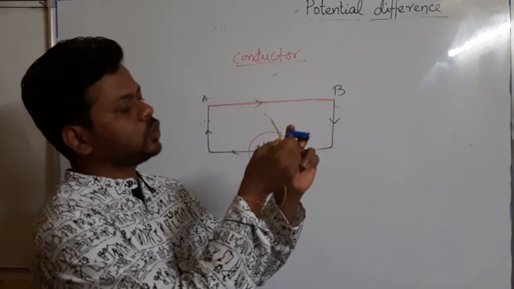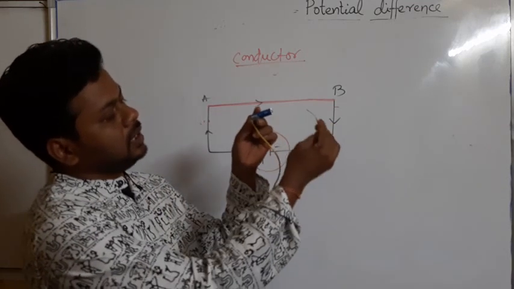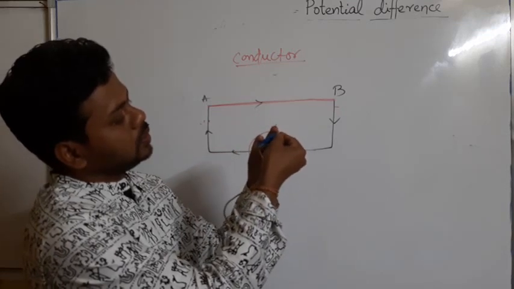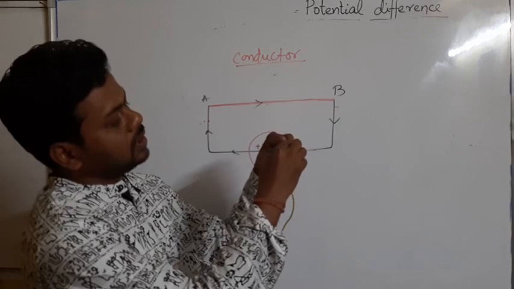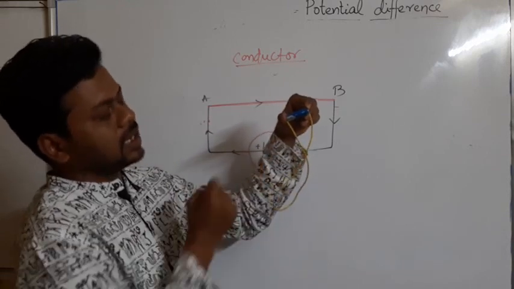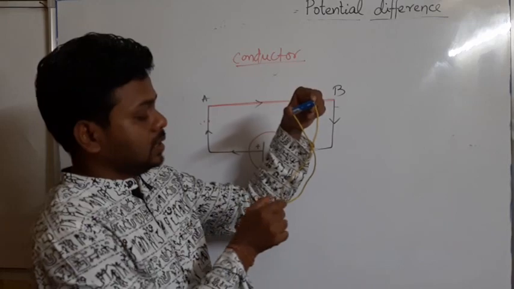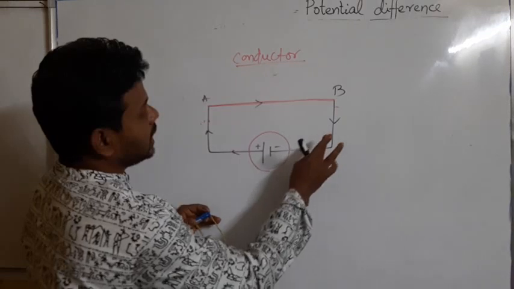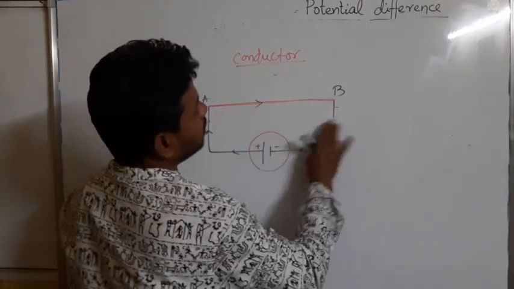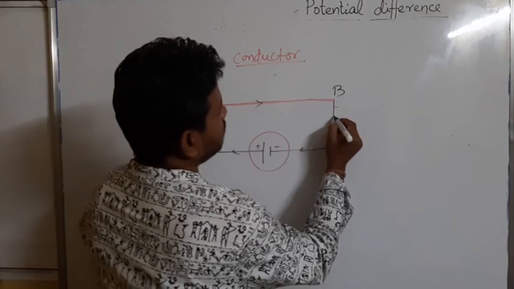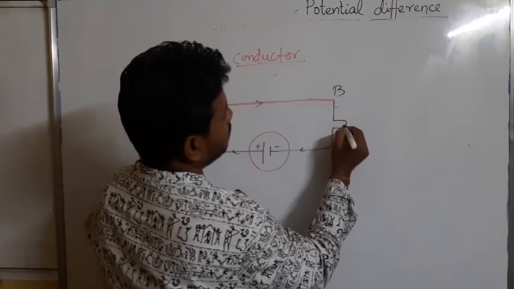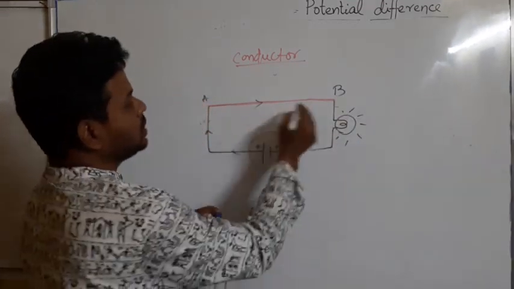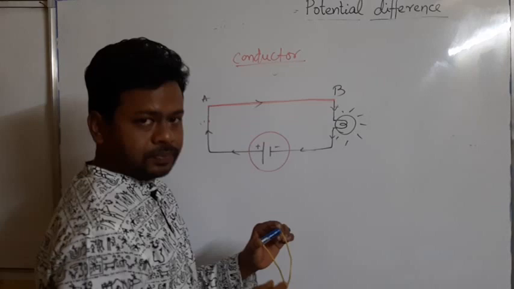But when I join the two ends of the conductor between the two terminals of the cell, definitely the current will flow in this wire or conductor. So if I connect one bulb here, definitely the bulb will glow because the current is flowing through it.